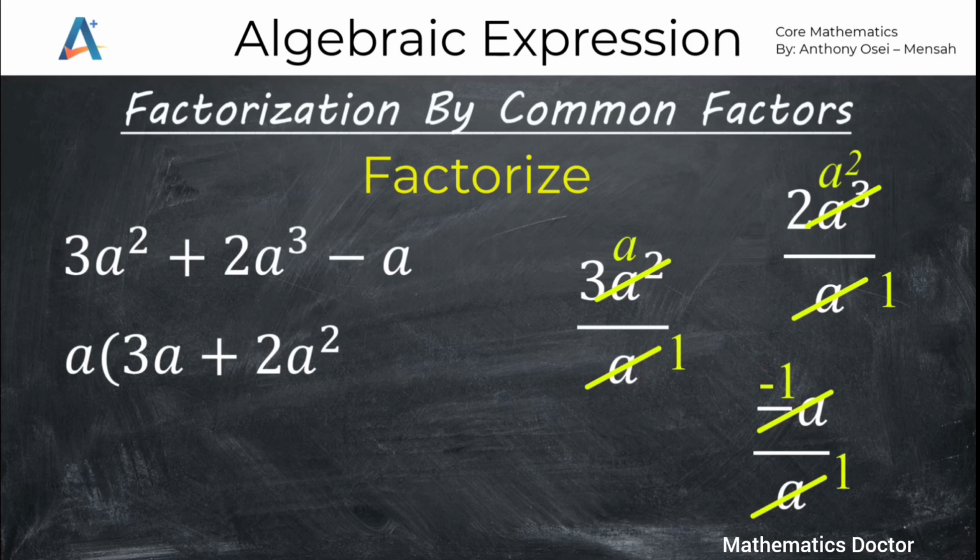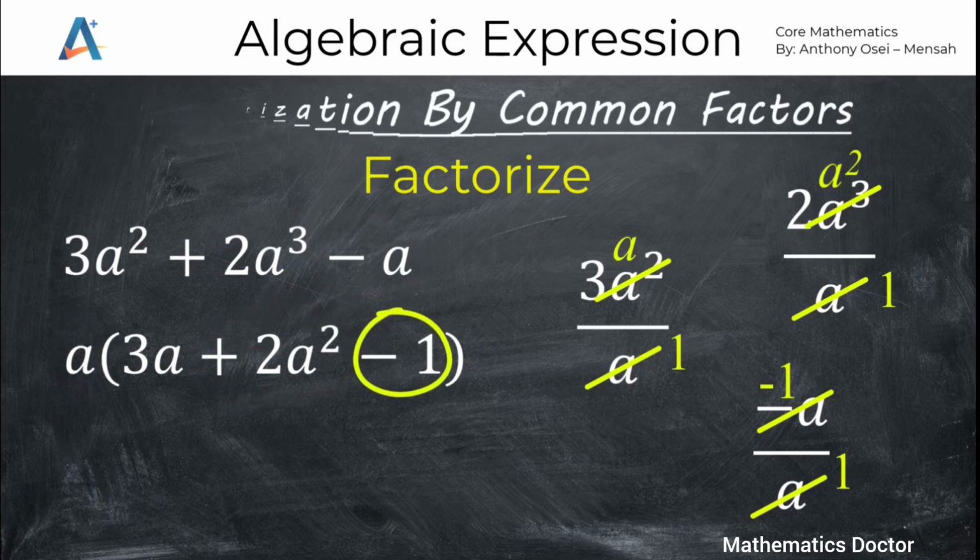Then we replace here with minus 1. So if you check, after factorizing a out, 3a squared divided by a will give us 3a. 2a cubed divided by a will give us 2a squared. And minus a divided by a will give us minus 1. So this becomes our final answer.